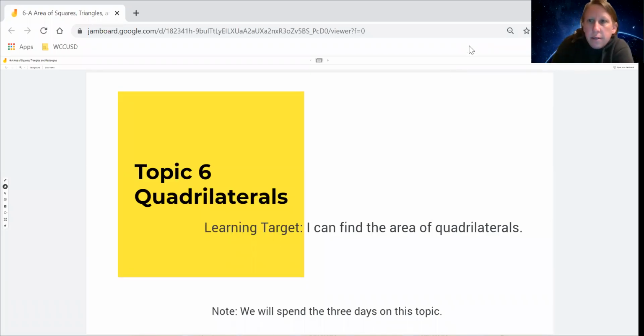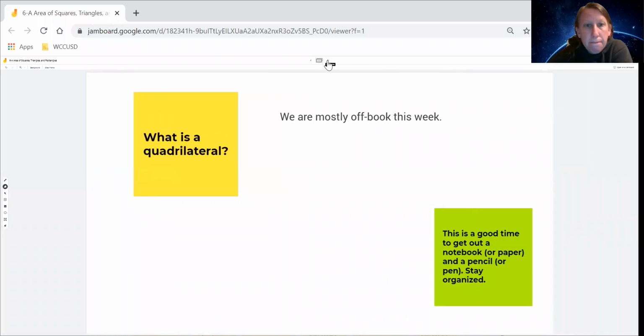Hello, students. This is a review of finding area of quadrilaterals. We are mostly off book this week. What is a quadrilateral? It's a shape.